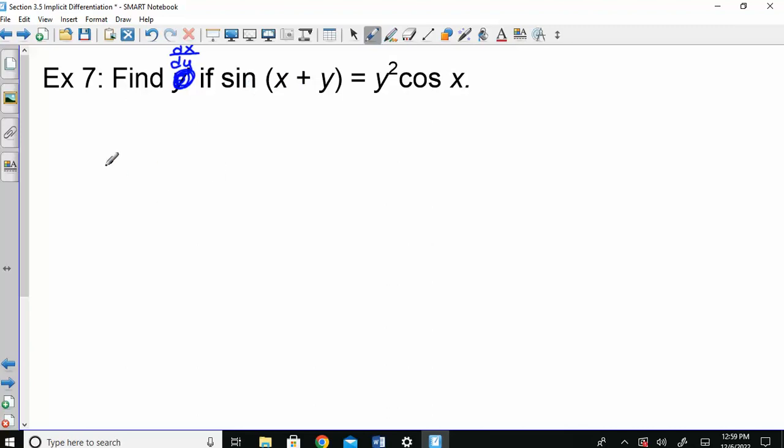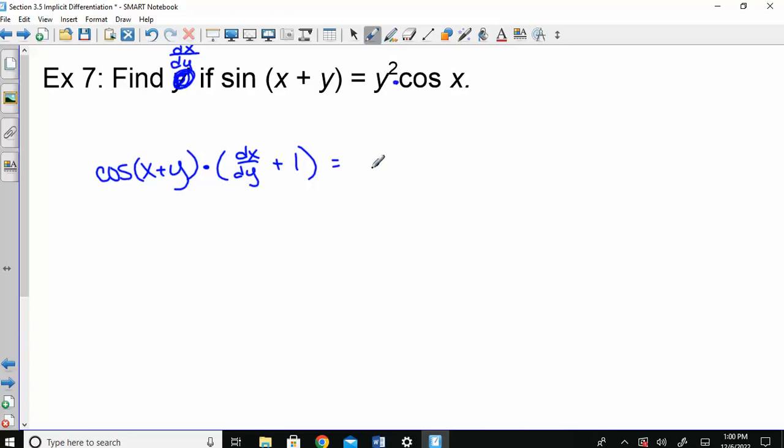So, chain rule. Derivative of sine is cosine. Inside stays the same. Times derivative of the inside. So derivative of x would be dx dy, and derivative of y would be 1.